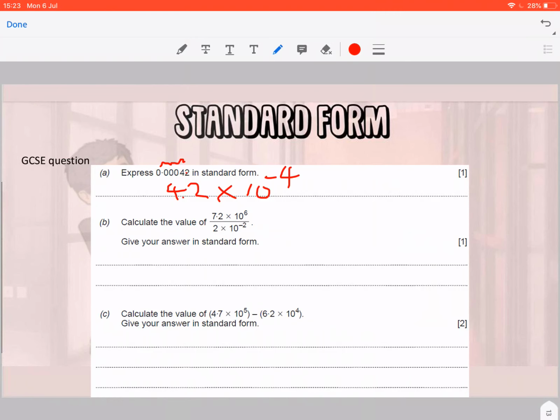Calculate the value of 7.2 times 10 to the 6 divided by 2 times 10 to the minus 2. Now, exactly the same as you were dividing earlier on. Divide your front numbers. 7.2 divided by 2 gives you 3.6. Take away your powers. Okay, 10 to the power of 6. 6 take away minus 2. Be careful with this because if you take away a negative, it changes to a plus. 6 plus 2 is 8. So my answer is 3.6 times 10 to the power of 8. 1 mark.